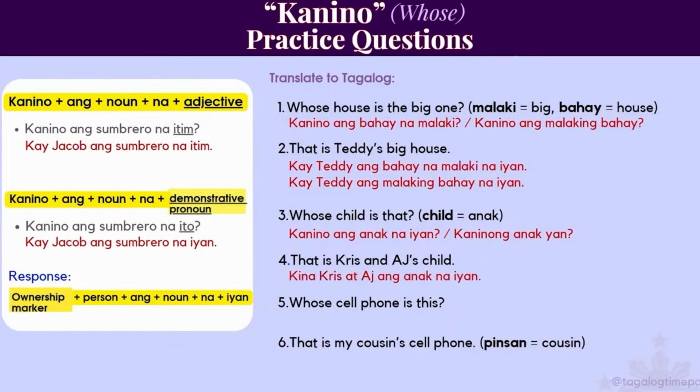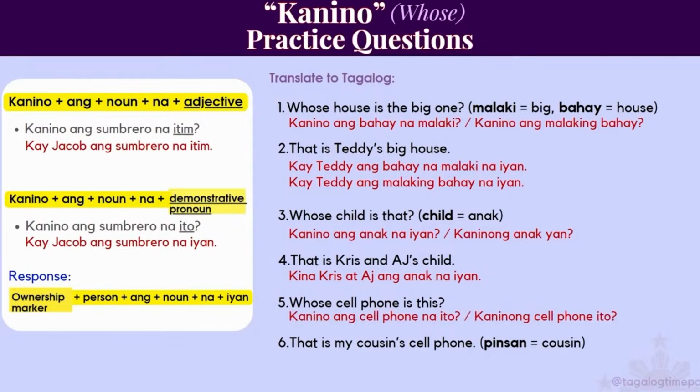Number 4, that is Chris and AJ's child. Kina Chris at AJ ang anak na iyan. I want to point out kina, that is the ownership marker that you use when there's multiple people. And then the short answer, kina Chris at AJ. Number 5, whose cell phone is this?